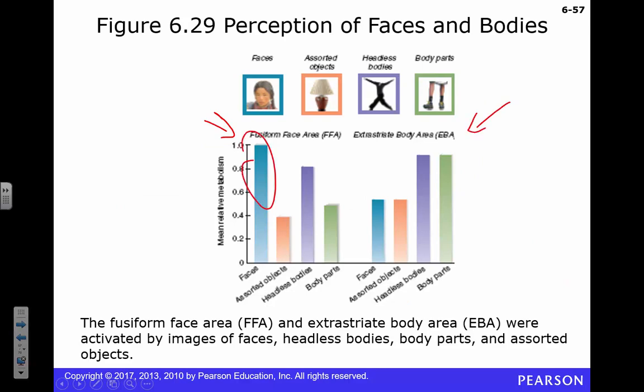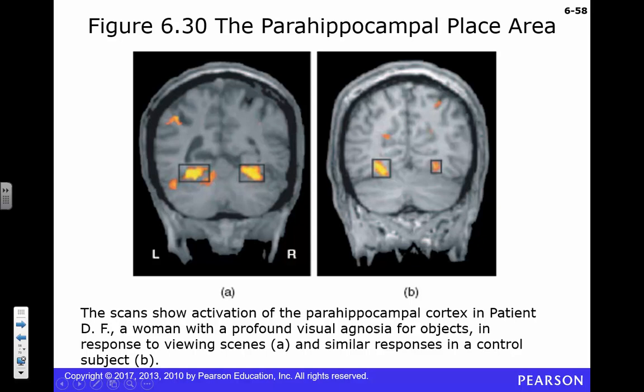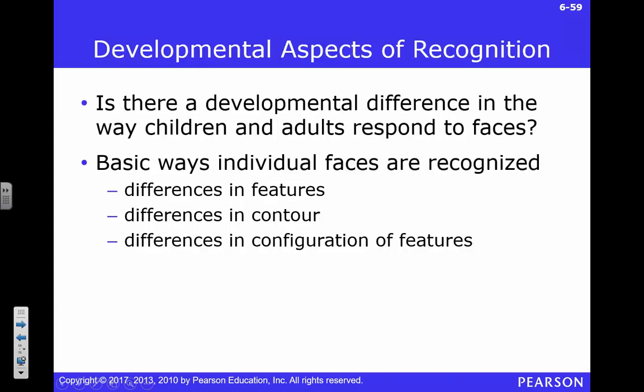You show faces or headless bodies, and the fusiform face area is going to get excited about faces, not random objects or body parts. On the other hand, your extrastriate body area gets excited about headless bodies and body parts, but not so much faces or assorted objects. So you have different brain regions that are specifically responding to, in this case, human bodies. Which is good because we see a lot of human bodies. I mean, most of them hopefully have heads. Depends on your job. And don't worry about the parahippocampal place area. We'll talk about that sometime.